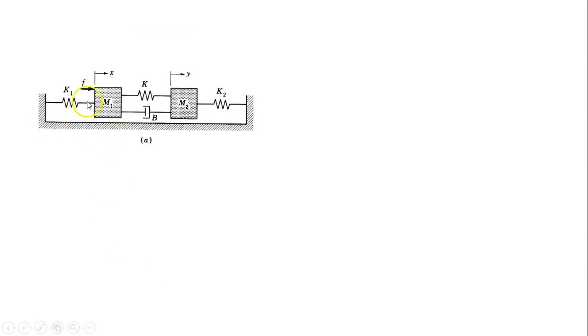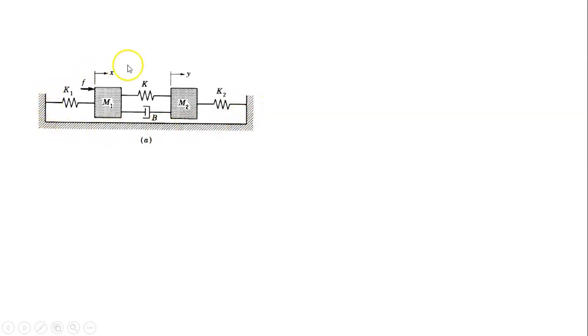This is the first example in which two masses are there, m1, m2. Spring K1 is connected to the ground at one end and it is connected to the mass m1. Mass m1 is having x coordinate. Similarly, spring K and damper B is connected in between m1 and m2, or in between x and y coordinate, and mass m2 is connected at y coordinate, and spring K2 is connected to the mass m2 or y coordinate, and the other end of spring K2 is connected to the ground.